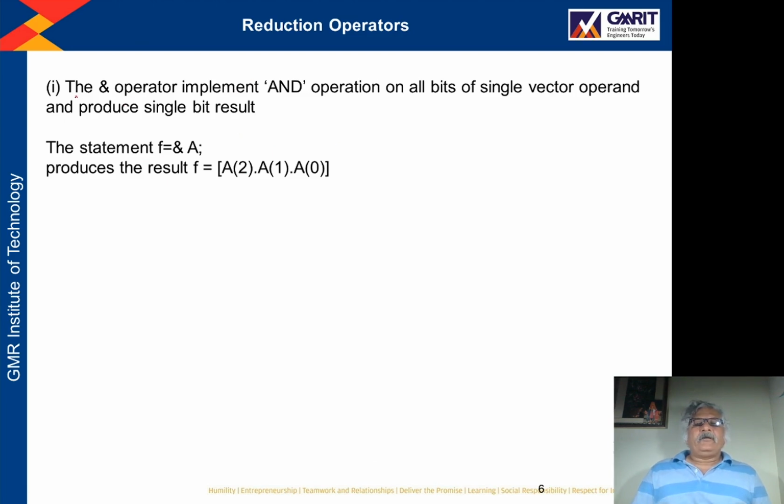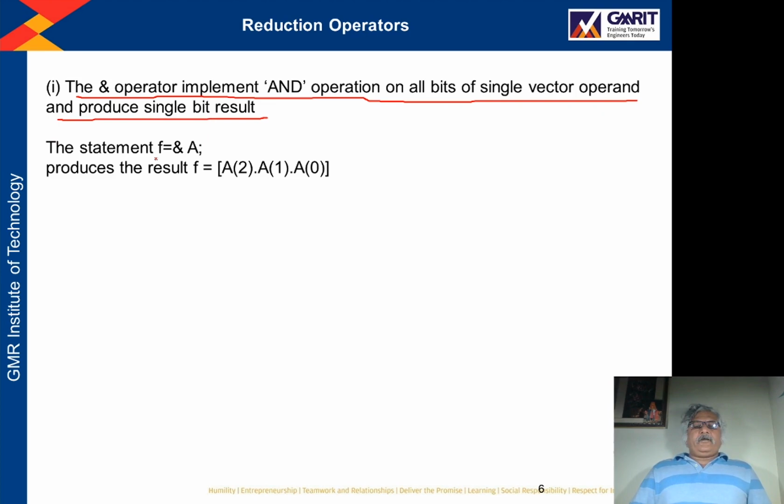Okay, the ampersand operator implements AND operation on all bits of a single vector operand and produces a single bit result. So here the statement is F is equal to ampersand A. It will perform AND operation on all the 3 bits, and whatever is the result will be assigned to F. Here F is a scalar. So let us assume we have A is equal to 1, 1, 0.